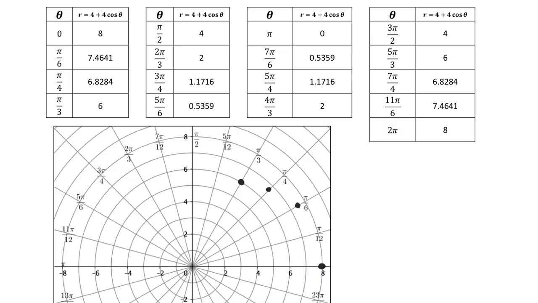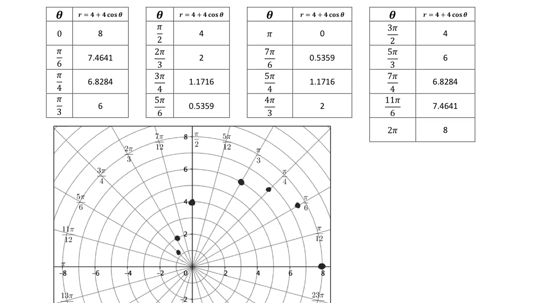We're going to do this all the way around our unit circle. So all of those values of angles that we've deemed important all the way around our unit circle, we're going to find those points. The next coordinate point is 4 comma pi over 2. The next coordinate point is 2 comma 2 pi over 3. The next coordinate point is 1.17 comma 3 pi over 4. So just give me as close to 1.17 as you can. Then we have 0.5359 comma 5 pi over 6.